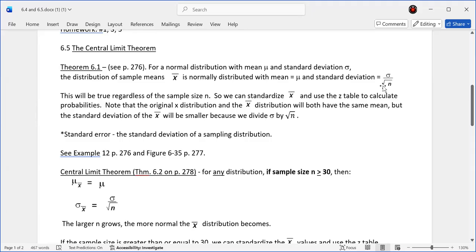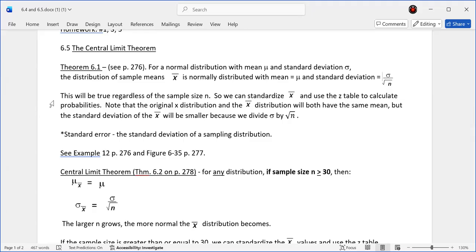At any rate, the sample distribution has a smaller standard deviation than the population because you're dividing by the square root of n, which is n is the size of the sample. So this will be true regardless of the sample size. Now that's if we're working theorem 6.1 with a normal distribution. It'll be true regardless of the sample size.